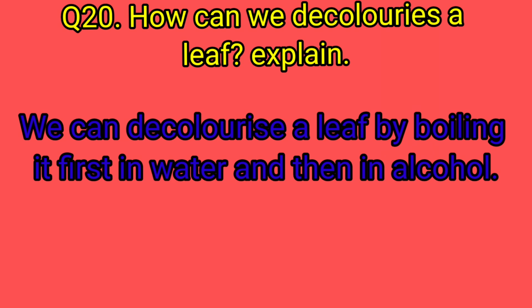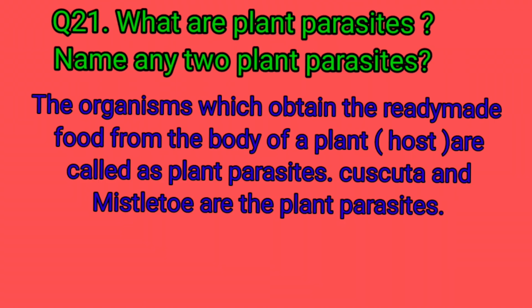How can we decolorize a leaf? Explain. Answer: we can decolorize a leaf by boiling it first in water and then in alcohol. What are plant parasites? Name any two plant parasites. Answer: The organisms which obtain the ready-made food from the body of a plant, that is host, are called plant parasites. Cuscuta and mistletoe are the plant parasites.